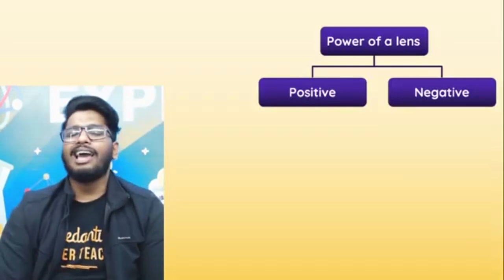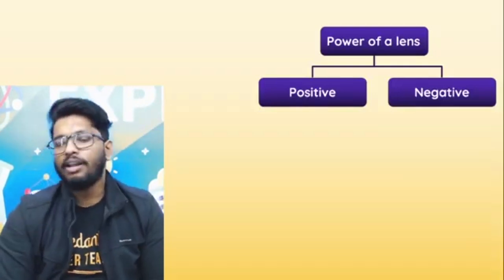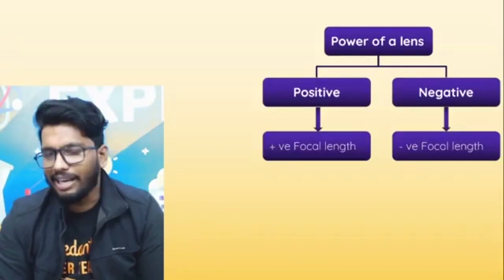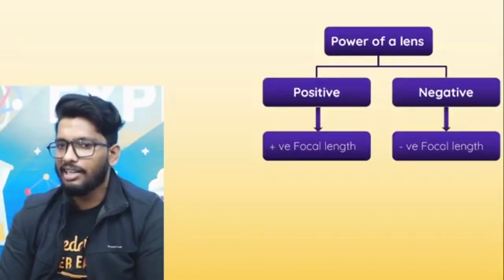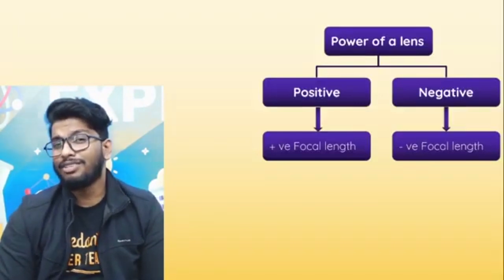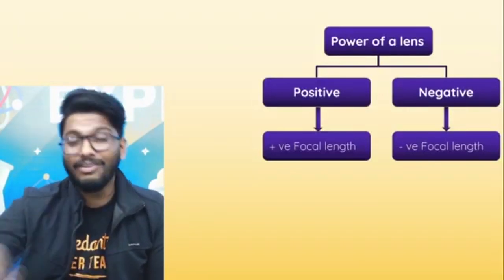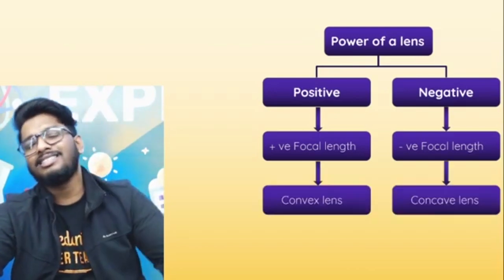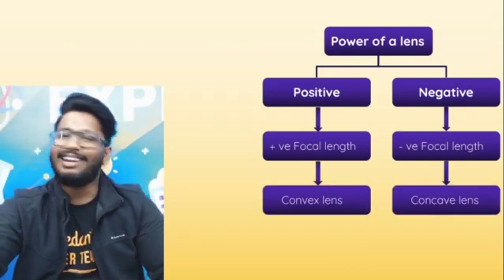So power of a lens can be positive or can be negative as well. If it is positive, that means the focal length is positive. If it's negative, that means the focal length is negative. And which lens has a positive focal length? Convex lens. And which one has a negative focal length? Concave lens. So for a convex lens, it's going to be positive. For a concave lens, it's going to be negative, right?